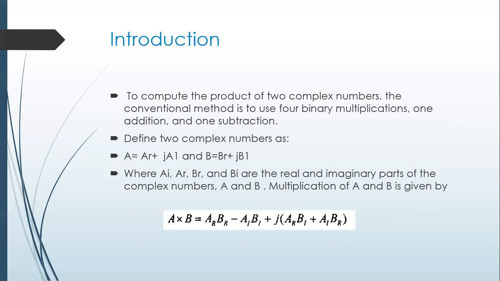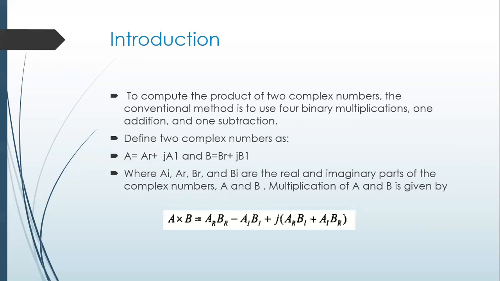To compute the product of two complex numbers, the conventional method is to use four binary multiplications, one addition and one subtraction. Suppose we define two complex numbers as A equal to AR plus jAI and B equal to BR plus jBI, where AR is the real component of the complex number and AI is the imaginary part. Similarly for B, BR is the real component and BI is the imaginary component, where AI, AR, BR and BI are the real and imaginary parts of the complex numbers A and B.